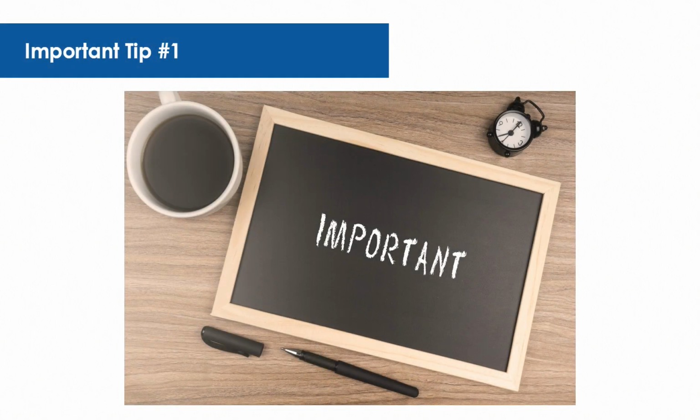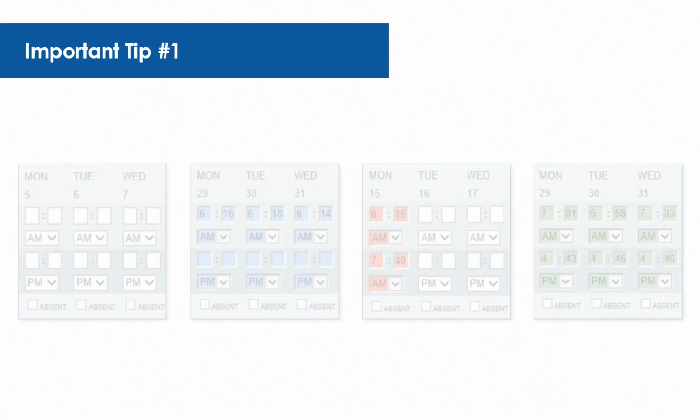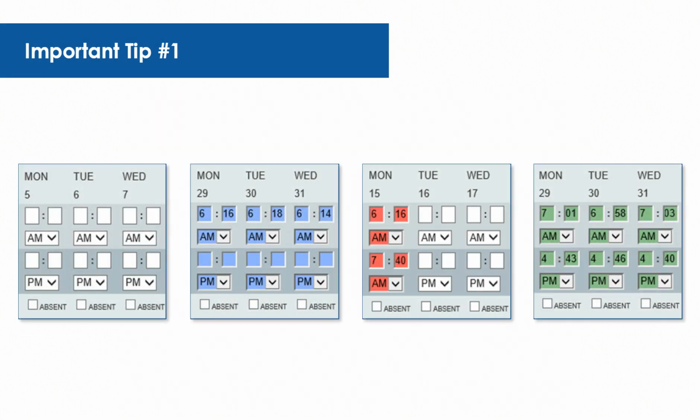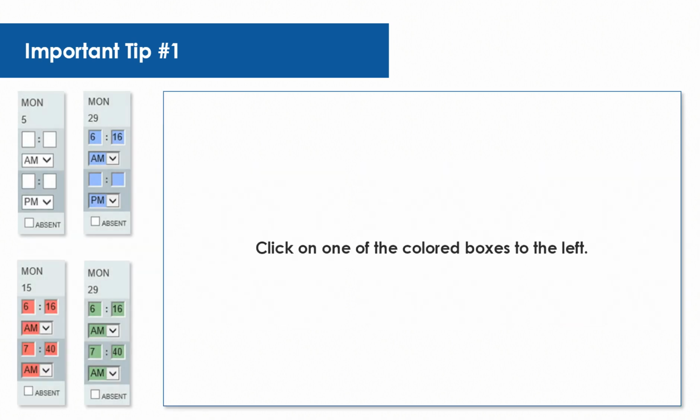Now, let's go over some important tips to know when billing with iBilling. The boxes in iBilling will change colors to let you know the status of the information being entered. So, what do the colors mean when billing with iBilling? Click on each color to learn more.